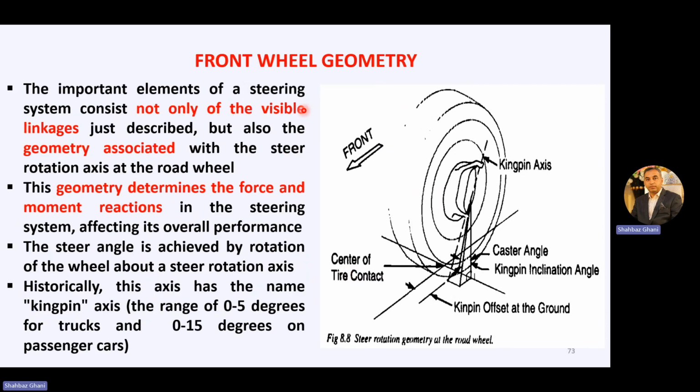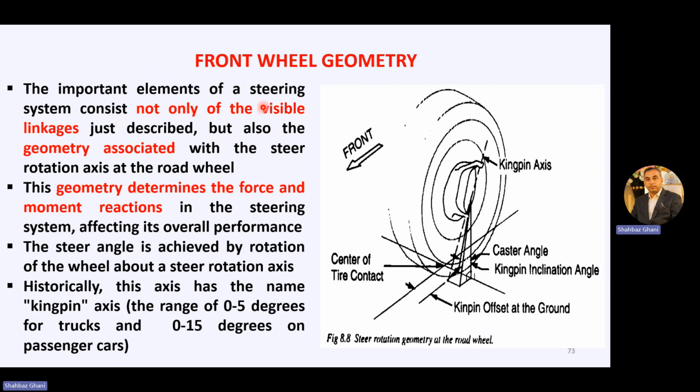Now front wheel geometry has to be taken into account. This is your wheel, the steering knuckle, the kingpin axis, the caster angle, the center of the tire contact, the kingpin inclination, the kingpin offset at the ground, and the steering rotation geometry at the road wheel. The important element of the steering system consists not only of the visible linkages just described, but also the geometry associated with the steering rotation axis at the road wheel.